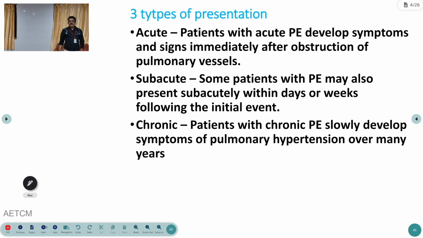Now there are different types of pulmonary embolism. One is acute pulmonary embolism. Suddenly the patient develops obstruction in the pulmonary vessels, and sometimes this patient can have cough, breathlessness, hemoptysis, hypotension, shock, all these things. In some patients it takes time. Repeated pulmonary embolism can produce subacute or chronic pulmonary embolism. That mainly happens in patients who have a hypercoagulable state or malignancy, and sometimes it can lead to pulmonary hypertension also.